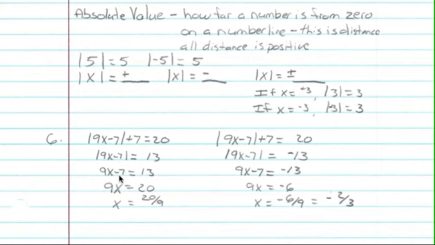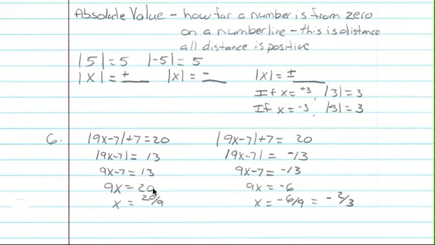So then I just would solve for x like I would a regular equation, and I find that x is equal to 20 over 9 when I add 7 and divide by 9, and then x is equal to -2 over 3 when I add 7 to -13 and divide by 9. So those are the possible solutions for x.